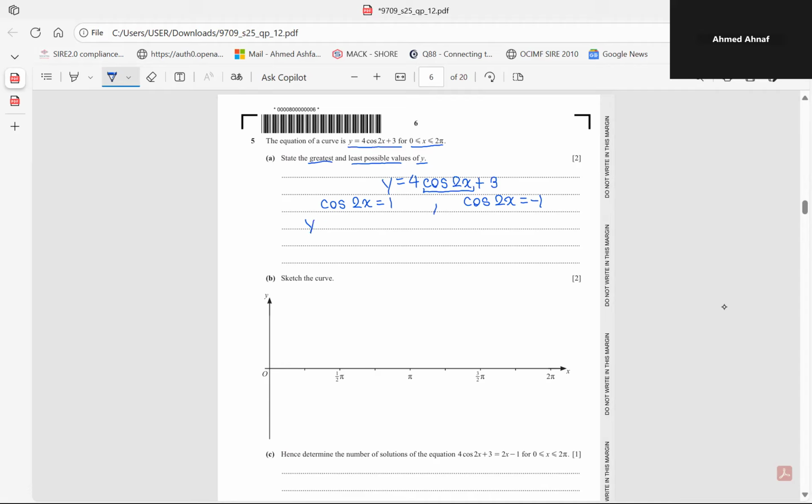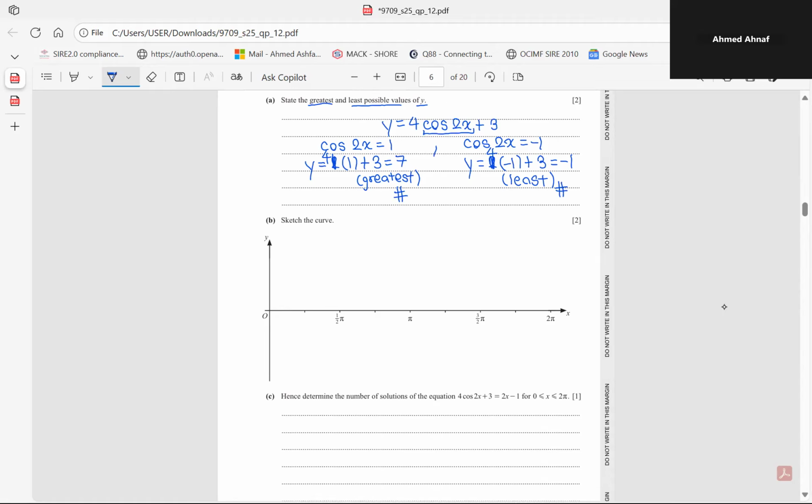So the greatest value would just be 4 times 1 plus 3, which is 7. So this is greatest. And then the least would be 4 times negative 1 plus 3. All right. So 4 times negative 1 plus 3, that's negative 1. So this is the least value. And these are our final answers for this part. Let's head on to the next part.